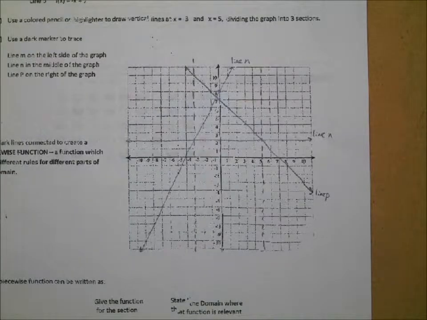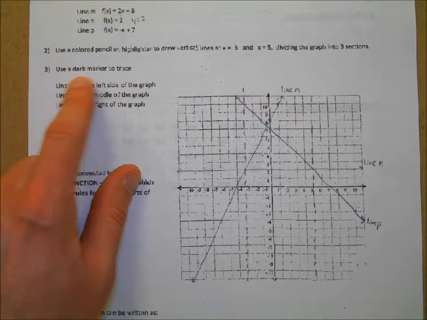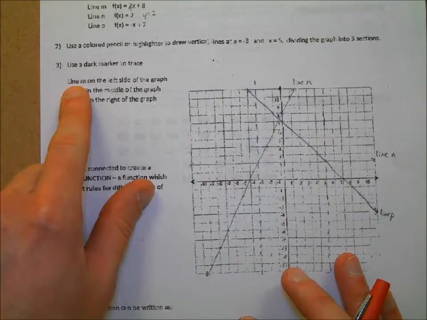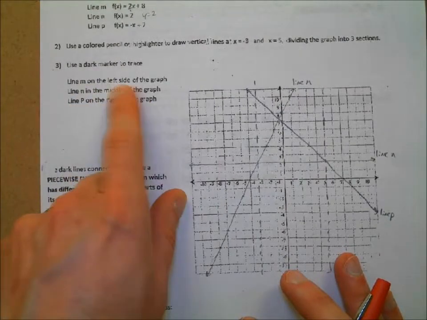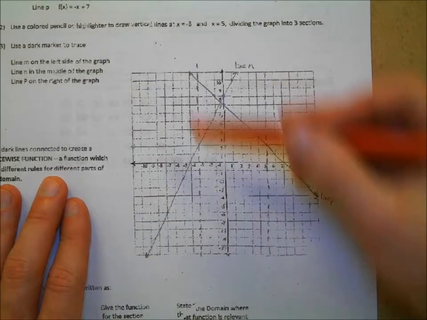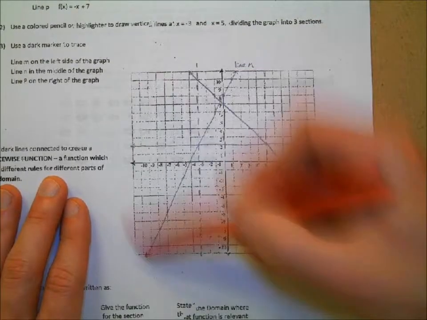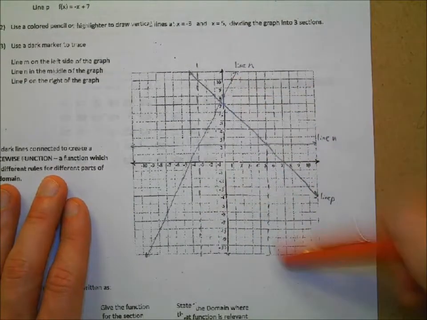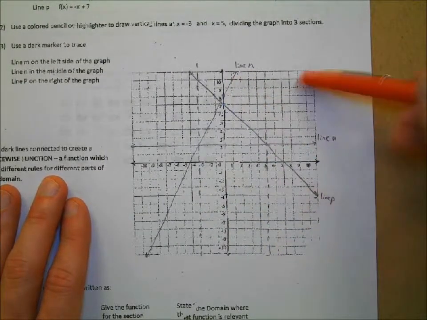Okay. Next we're going to do step 3. It says use a dark marker to trace. Now, we're going to trace line M on the left side of the graph. You see these vertical lines split up our graph into 3 sections. We have the left section over here, the middle section in between the 2 vertical lines, and then the right section to the right of the vertical lines.